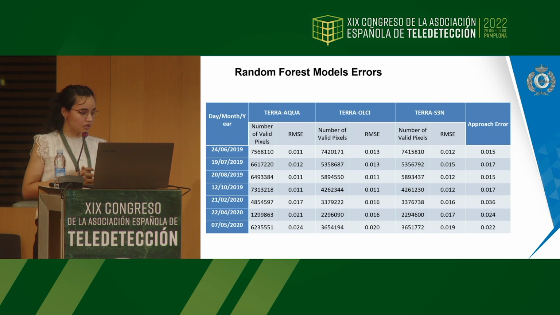Here, in the table, I'm showing some of the errors of 7 different days with the number of valid pixels, and the last column corresponds to the global error of the approach. And the order of the errors here matches the same order that you can find in different approaches in the literature.